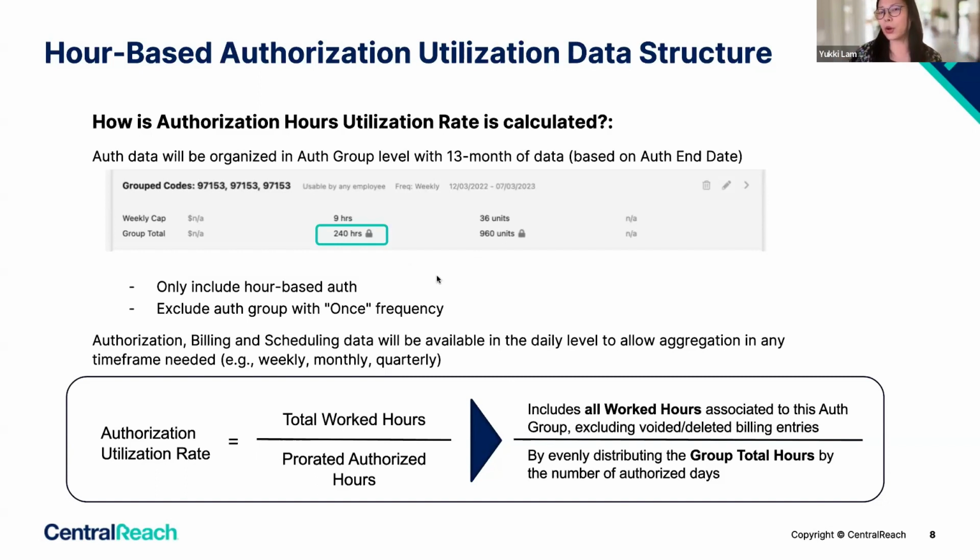Okay, now you know what is included and what is excluded. So let's talk about our key metric. Probably no surprise, the key measure that we're doing here is authorization utilization rate. How we calculate it is we take your total work hours from the billing entries associated with this authorization group. We exclude anything that's void or deleted, but we do include both billable and non-billable billing entries, and then come up with this total work hours.